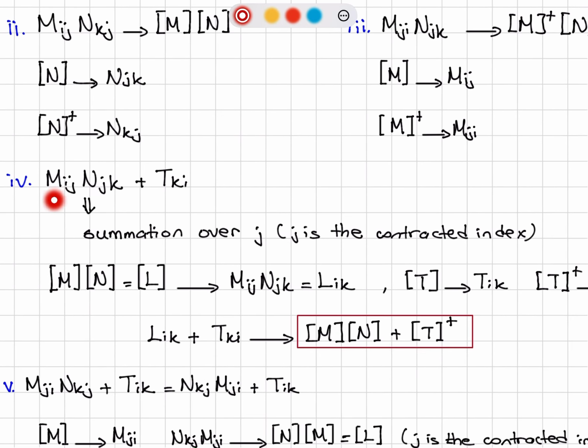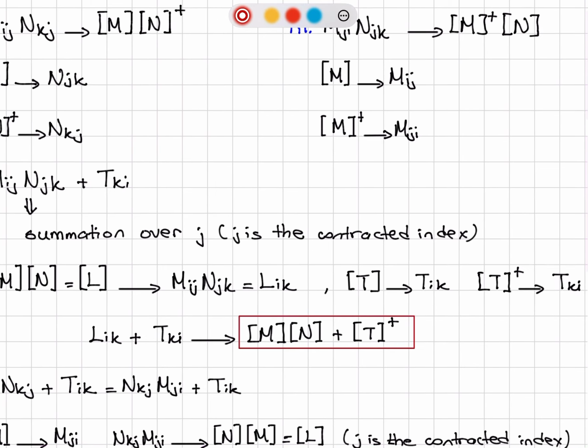Mij and Njk, that's the M and N matrices product, which gives us the ith row kth column element of the product matrix, plus Tki. Since ik and ki are in the wrong positions here, this should be the T matrix transpose. So I and K have switched places. So that means I have M times N plus T transpose.